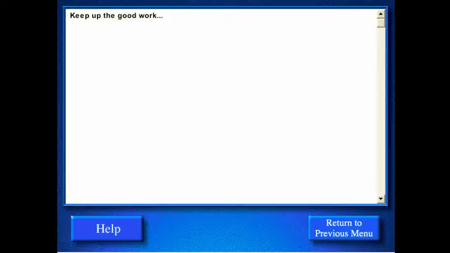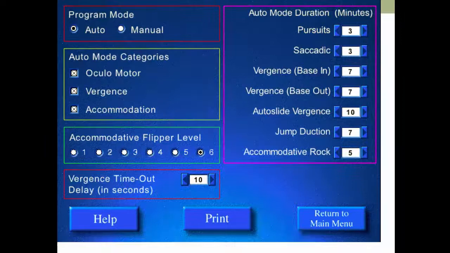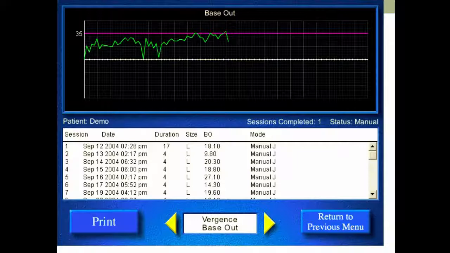You can change the motor program, the effects on it. There's lots of really good things you can do on this. You can do it vertical. You can do it horizontal. You can do just base out. You can do just base in.